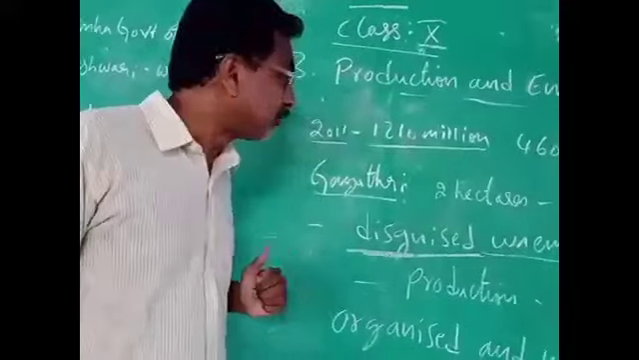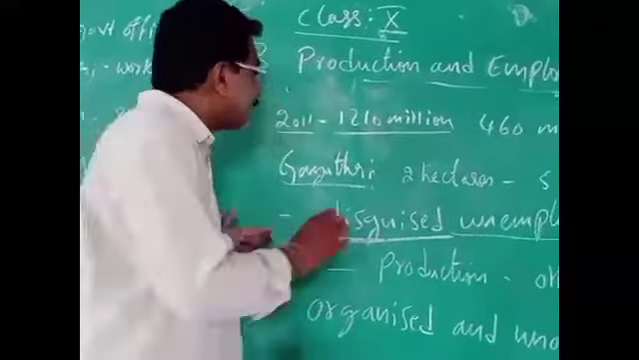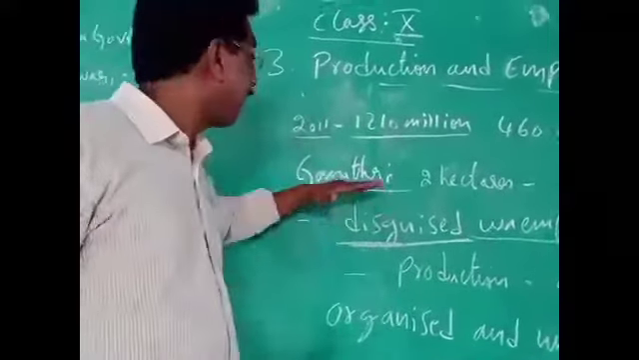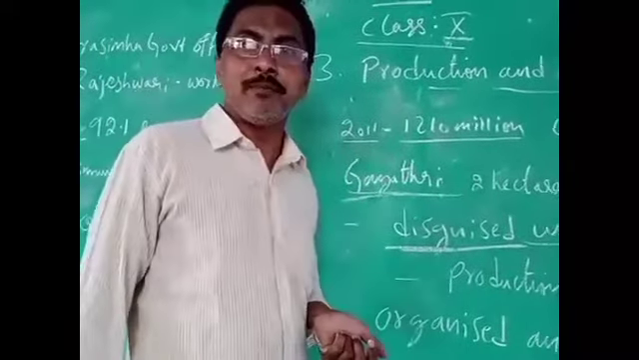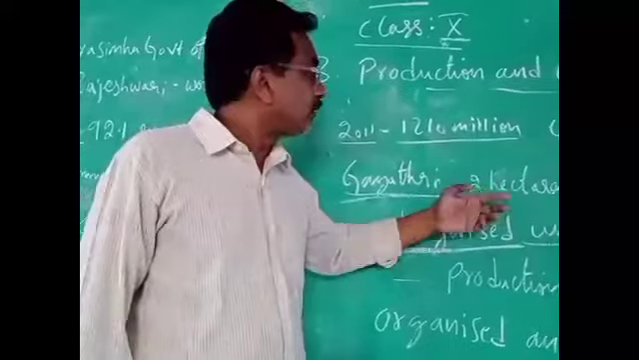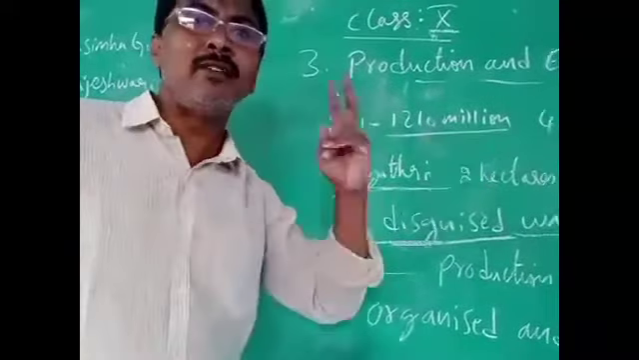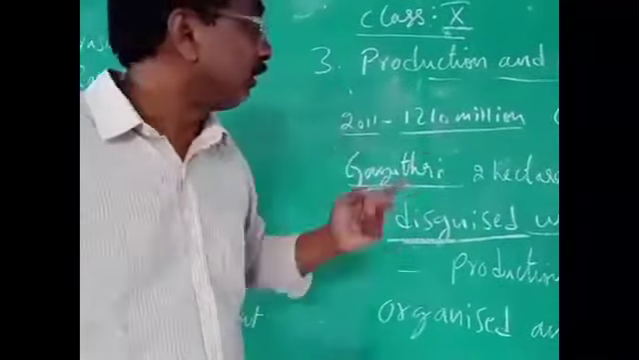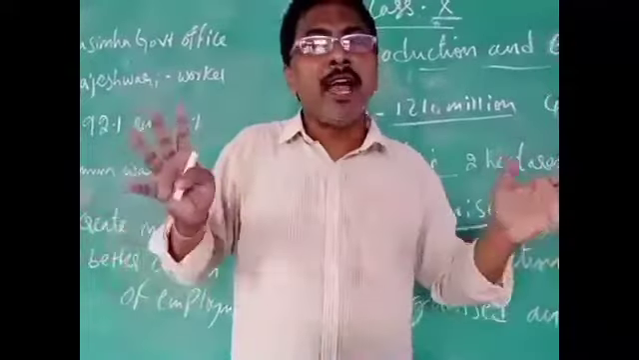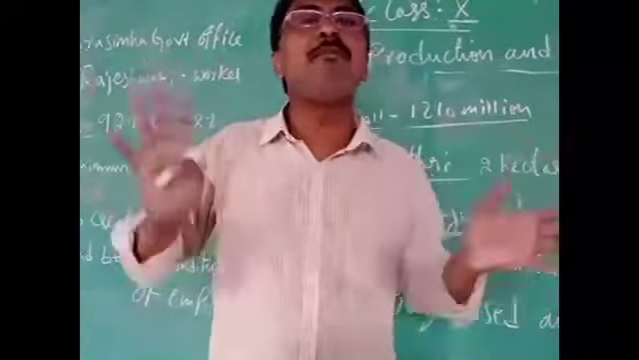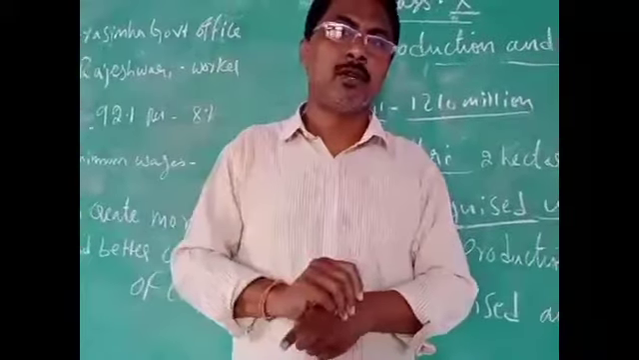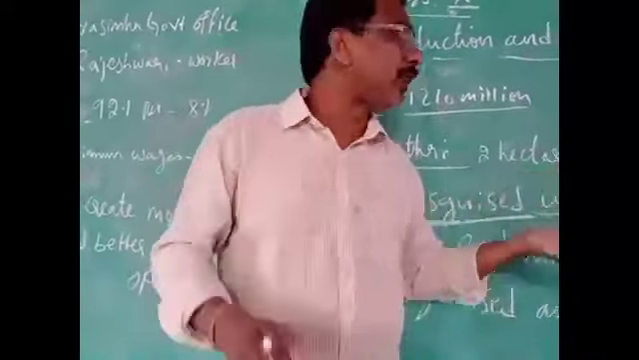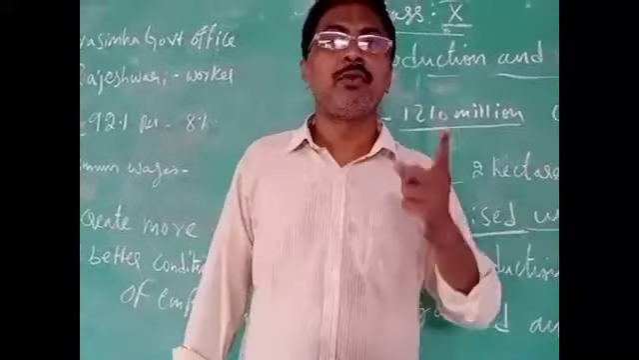And one more thing I'll tell you today: one example, one case study, about Gayatri. Gayatri is having 2 acres of land, and these 2 acres of land are cultivated by five members.